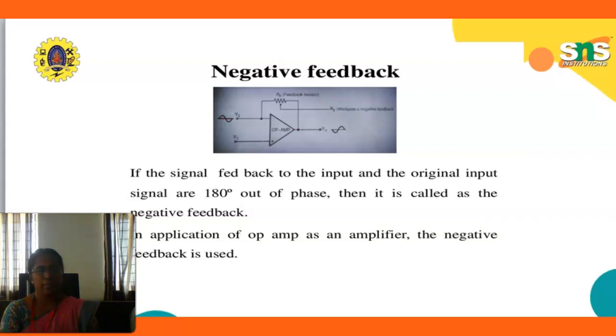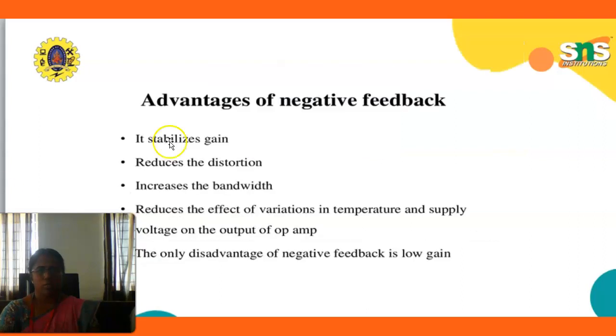Here the negative feedback indicates the minus sign is given to V2 and the plus sign is given to the V1 non-inverting terminal, and both are connected together through the feedback resistor RF, and finally we get this closed loop configuration. There are advantages of negative feedback. It stabilizes gain, reduces the distortion, increases the bandwidth, and reduces the effect of variation in temperature and supply voltage on the output of the opamp. The only disadvantage of negative feedback is low gain.